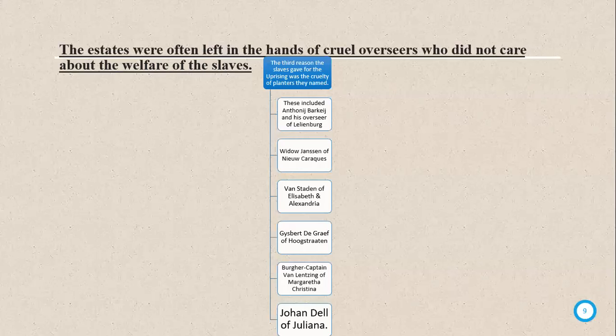The next cause of the revolt was that the estates were often left in the hands of cruel overseers who did not care about the welfare of the enslaved. The reason given for the uprising was the cruelty of planters such as Anthony Burkage and his overseer Lillenberg, the widow Joseph New Caracas, Van Staden of Elizabeth and Alexandria, Gijs de Graaf of Hugenstraten, Burger Captain Van Legslin of Margaretha Christina, and Johan Del of Juliana.